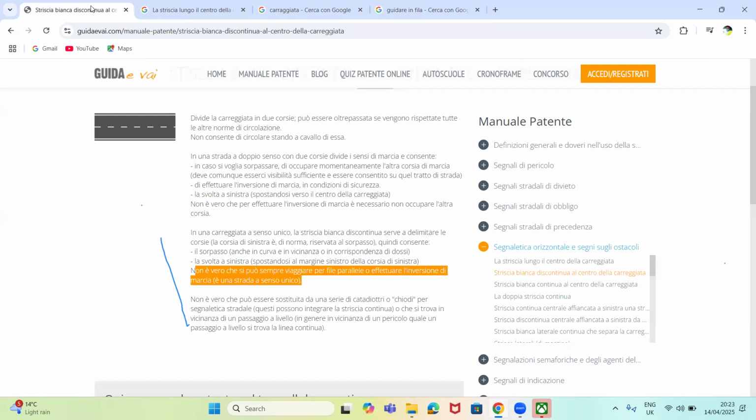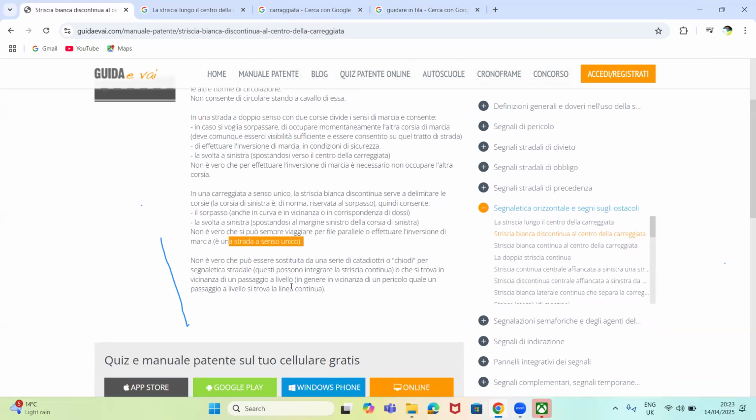Now they can say that we are on a senso unico. Non è vero, it is false that you will always drive in file parallele. I have shown you a picture about file parallele. Number one. Number two, it's also false that in that situation you can do inversione di marcia. You want to cause an accident. You cannot invert the sense of movement. If you invert the sense of movement, people will die. Accident will happen. They wrote it here: è una strada a senso unico. You cannot invert the sense of movement here. Is it clear now, guys?